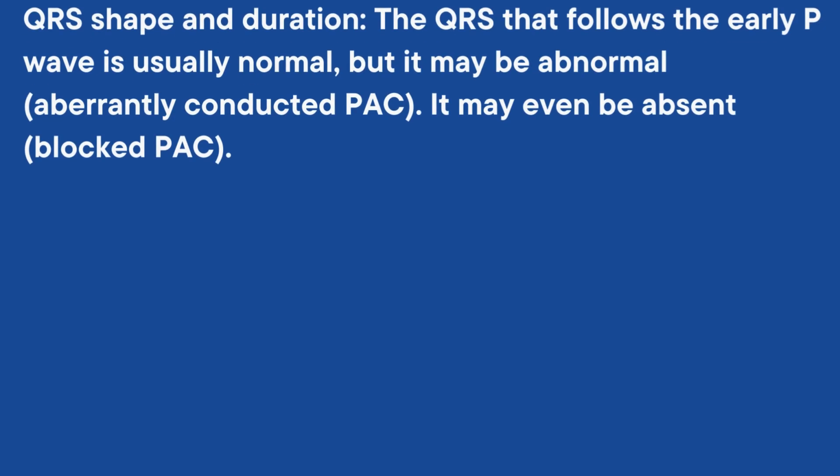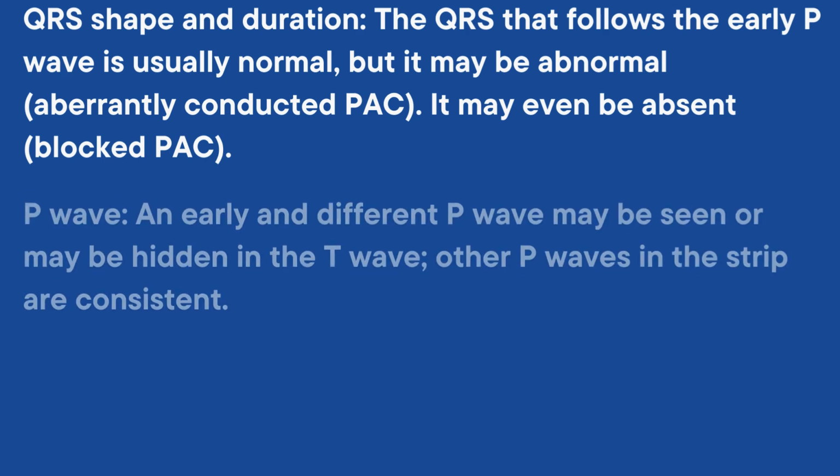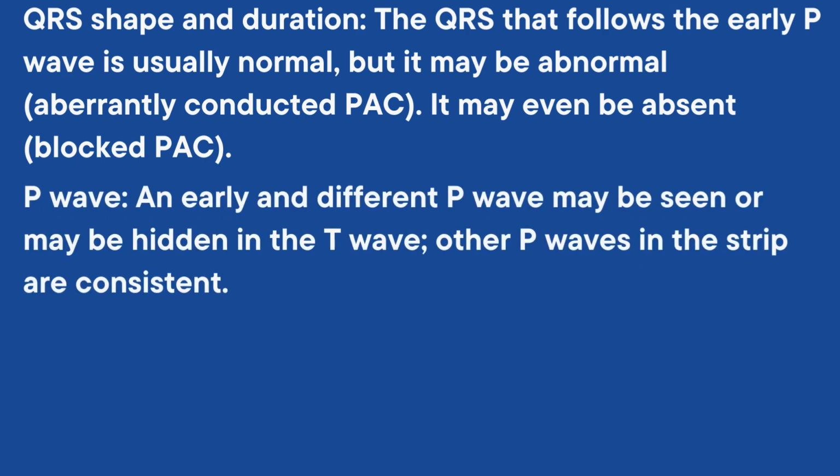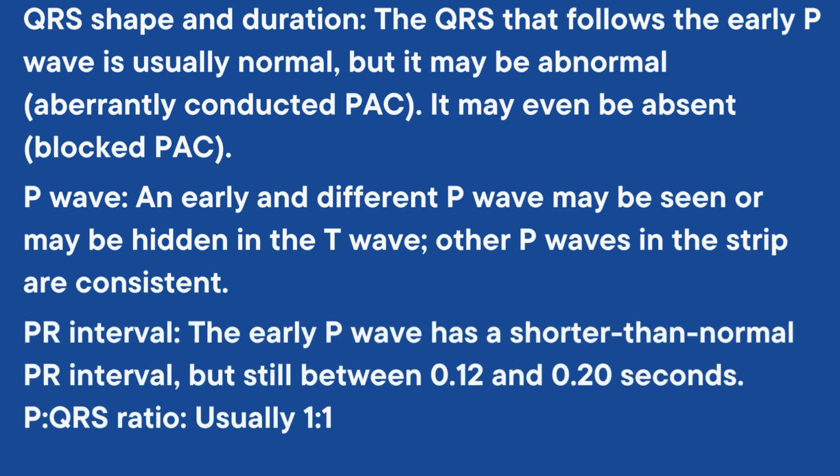QRS shape and duration: the QRS that follows the early P wave is usually normal, but it may be abnormal in aberrantly conducted PACs. It may even be absent in blocked PACs. P wave: an early and different P wave may be seen or may be hidden in the T wave. Other P waves in the strip are consistent. PR interval: the early P wave has a shorter than normal PR interval, but still between 0.12 and 0.2 seconds. P to QRS ratio is usually 1:1.